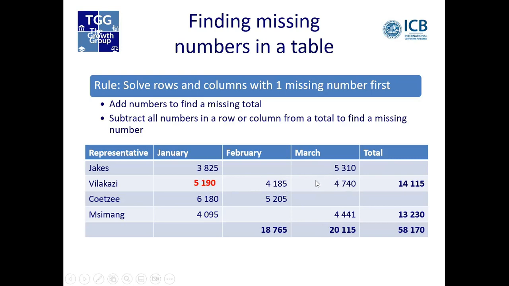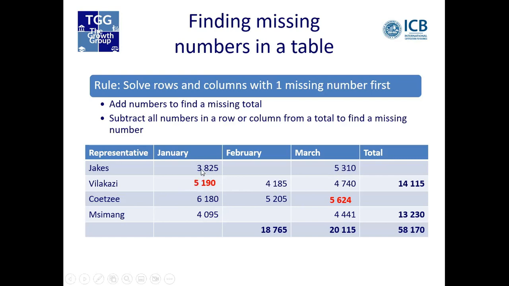Here, let's go to this column where there was only 1 missing figure. So for March, the total is 20,115 Rand. And if we now want to calculate the commission figure for Kutsia for March, we will say 20,115 minus 441 minus 4,740 minus 53,110, and that'll give us an amount of 5,624. Now that we have done that, things become a lot easier.